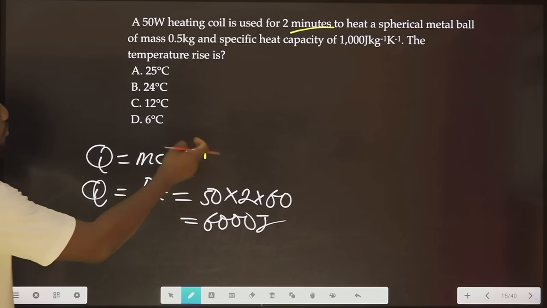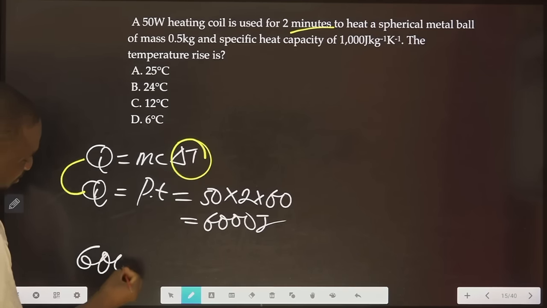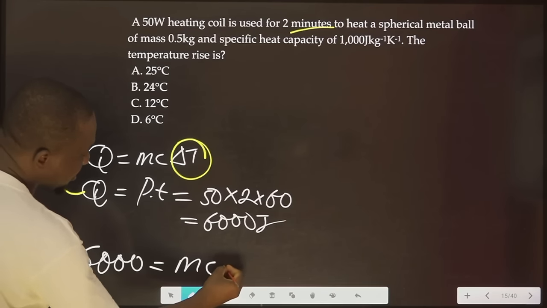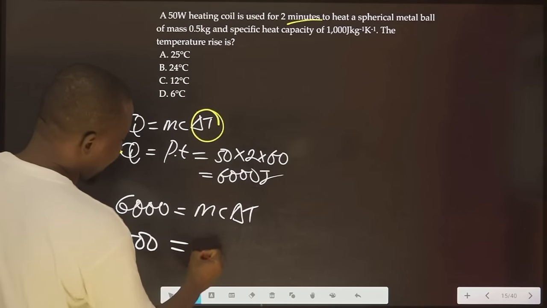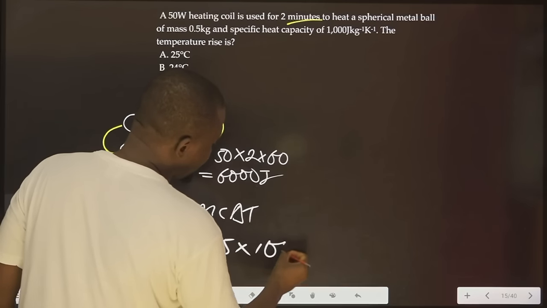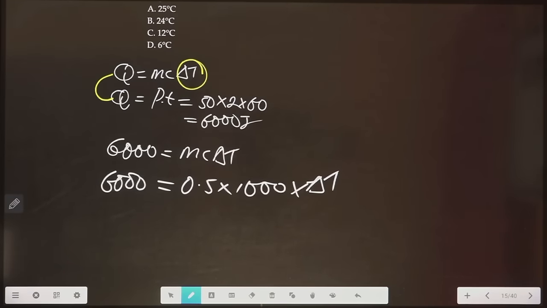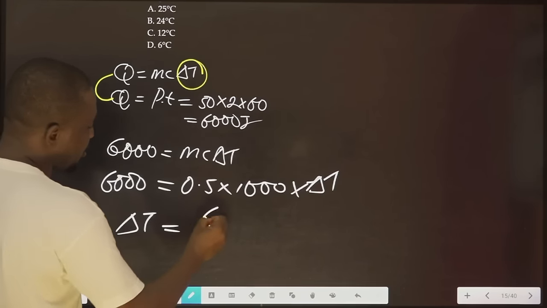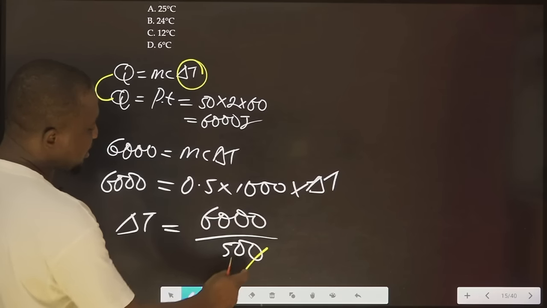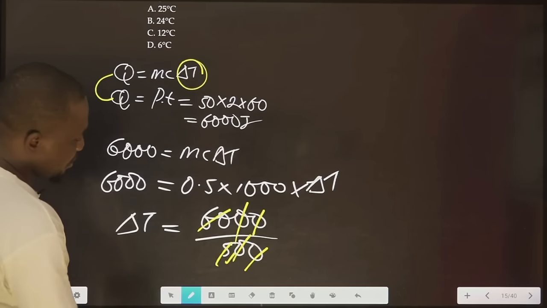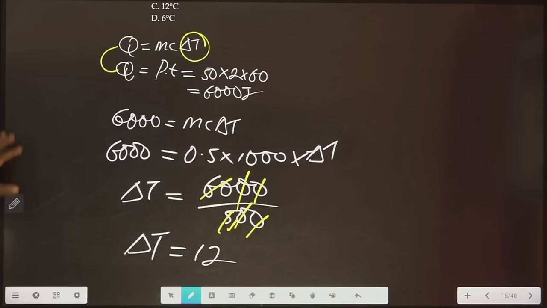Now that we have done this, the next thing to do is to look at this other one, because this is what we are looking for. So we can say these two are equal, right? This 6,000 is equal to mc delta T. So 6,000 is equal to mass, 0.5, specific heat capacity, 1,000, multiplied by delta T. So with this now, we know what to do. Find delta T, the change in temperature: 6,000 over, you multiply this now, you're going to have 500. Okay, this, we cancel. 5 here, 1, 5 here. You're going to have 12. 12 what? 12 degrees Celsius.